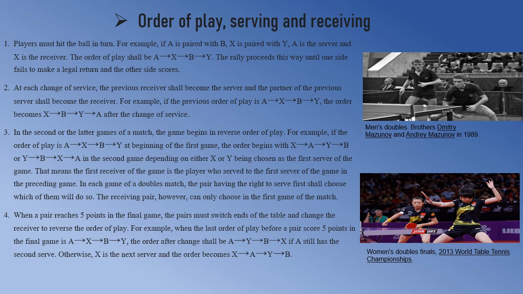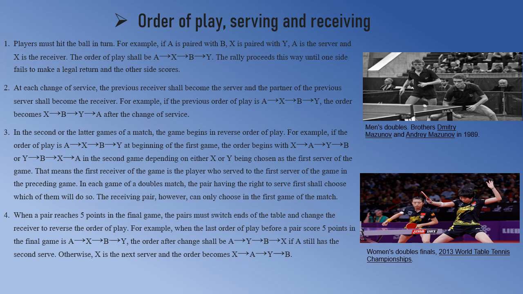At each change of service, the previous receiver shall become the server and the partner of the previous server shall become the receiver. For example, if the previous order was A, X, B, Y, the order becomes X, B, Y and A after the change of service.